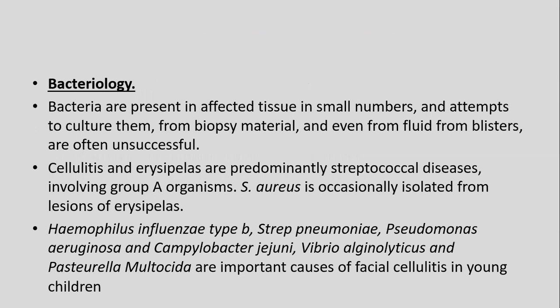Bacteriology. Bacteria are present in affected tissue in small numbers. An attempt to culture them from biopsy material and even from the fluid from the blister is often unsuccessful. Cellulitis and erysipelas are predominantly streptococcal disease involving group A organism. Staph aureus is occasionally isolated. Other bacteria that cause cellulitis include Haemophilus influenzae type B, Streptococcus pneumoniae, Pseudomonas aeruginosa, Campylobacter jejuni, Vibrio alginolyticus, and Pasteurella multocida.